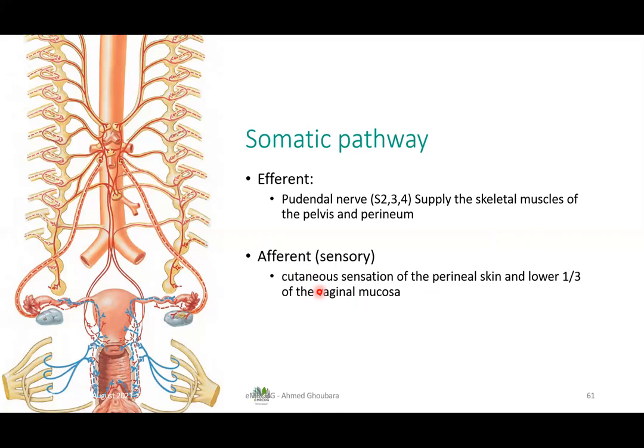Okay, guys, is this clear? So now we're done with the somatic nerve supply of the pelvis, as well as the autonomic supply of the pelvis. How do you feel now, guys?